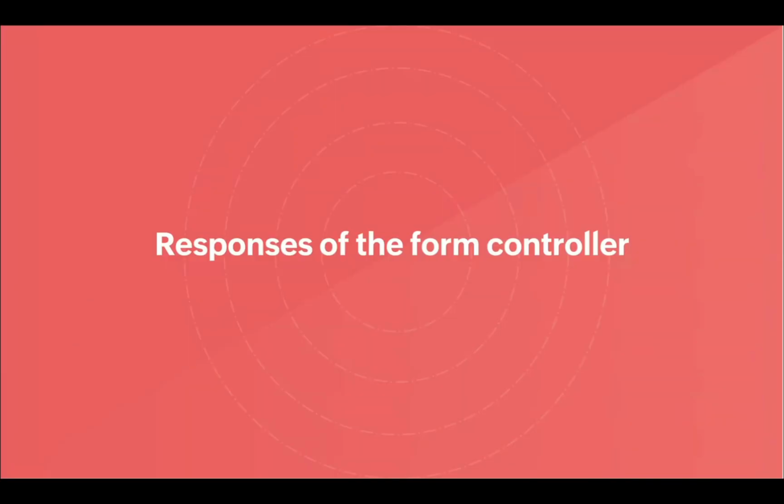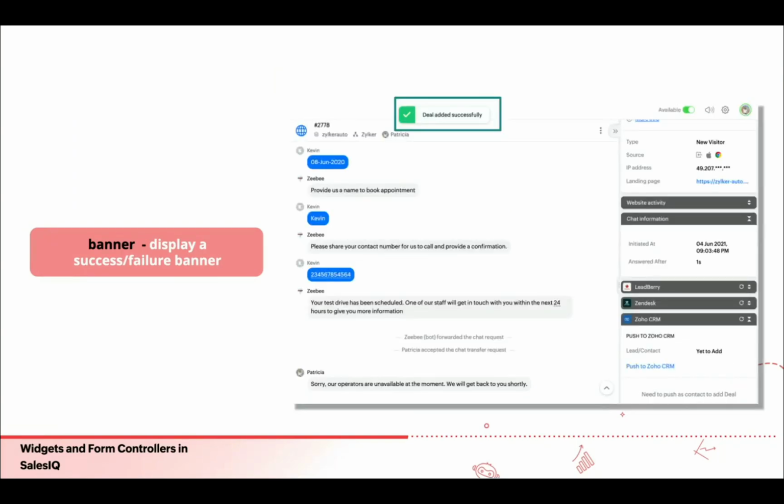So we know what contextual data is sent to the form controller. Now, let's look at what responses these form controllers return. The first one is a banner. So this one is similar to the banner that we had looked at in the widgets responses. So it can be used to display a success or a failure banner based on whether the action performed was a success or a failure. And in the example here, we click on the add deal button, and when the deal is created successfully, we display a success banner for the same, like the one that you see here.